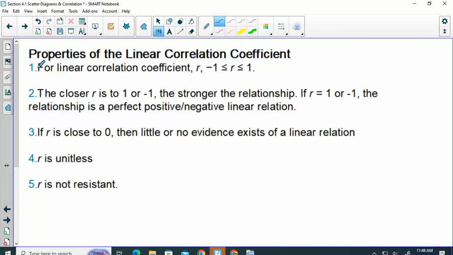And it's not resistant. We've talked about resistant before. What does that mean? It changes easily with an outlier. Remember we said the mean is not resistant because one outlier really changes the mean. Same thing with this. One outlier would have a huge impact on that linear relationship.